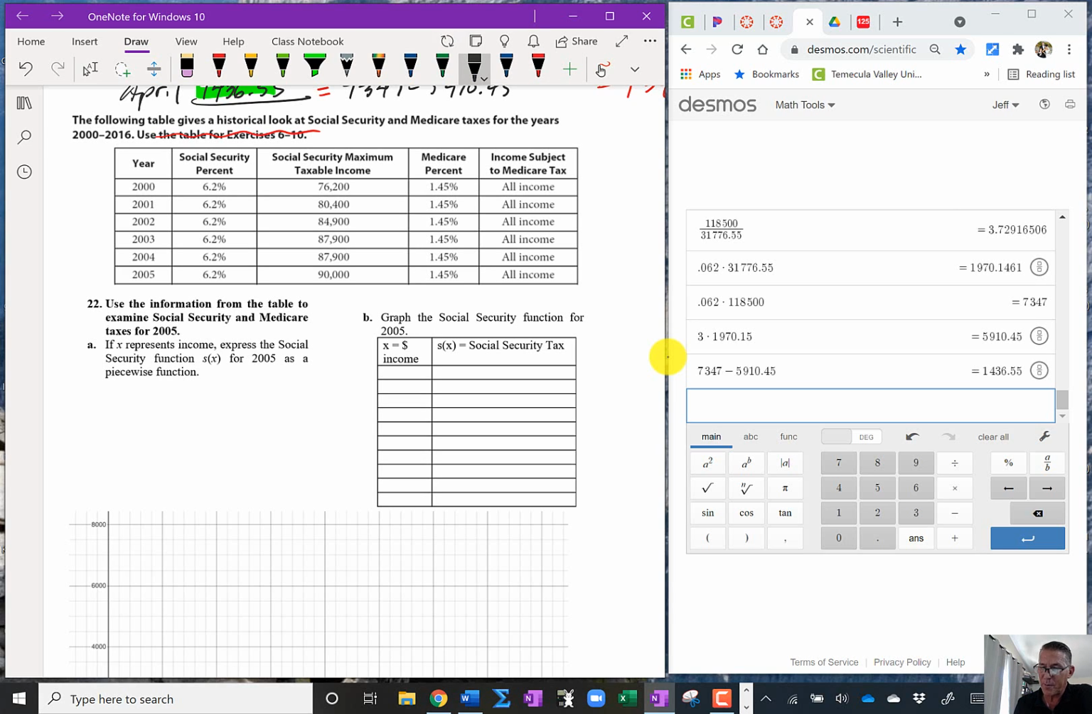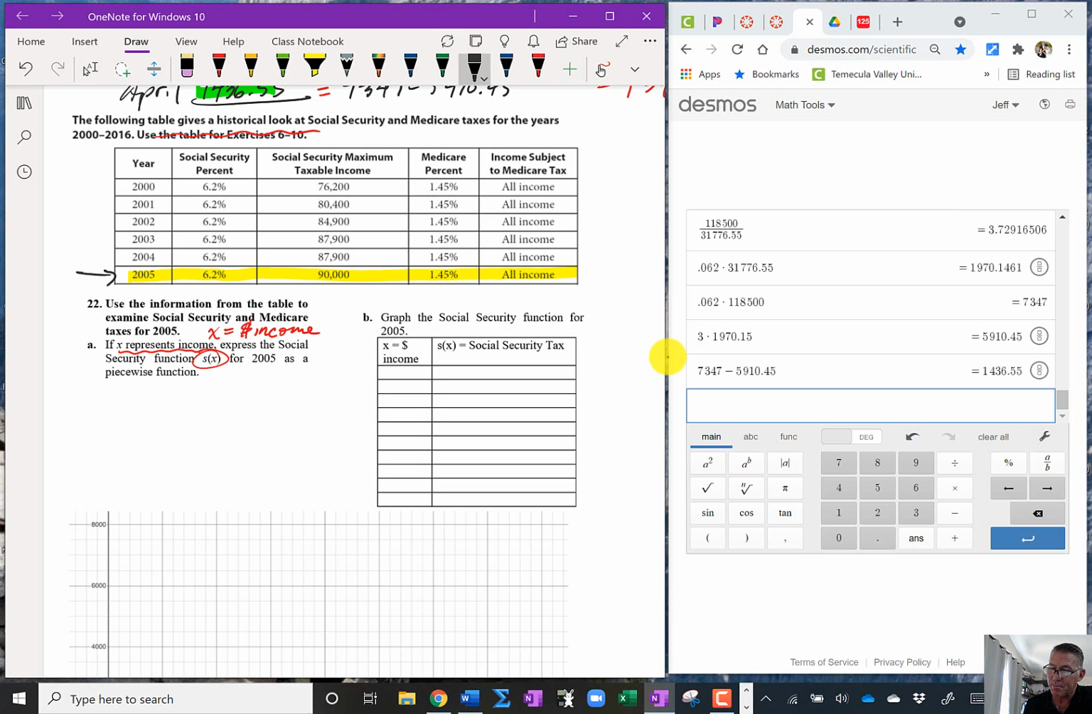So S of X for the Social Security is going to be a two-part function. We have to pay 6.2% on our max taxable income if X is less than or equal to 90,000. Remember, this represents a max. So anything up to 90,000, we pay 6.2% of it. So 0.062 times X. Again, X is income. It's always a percentage times your income. And that's going to be paid if X is less than or equal to 90,000, because there's a max.